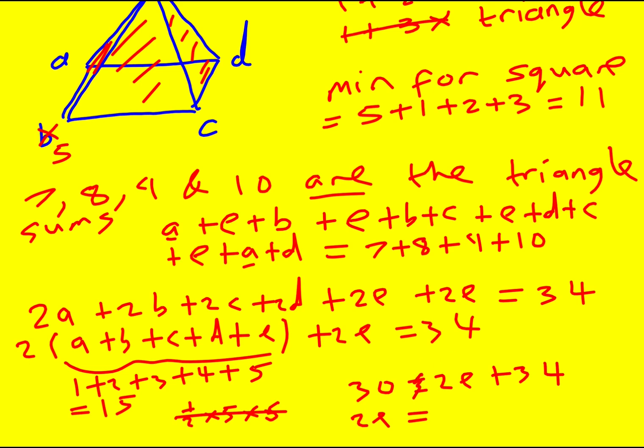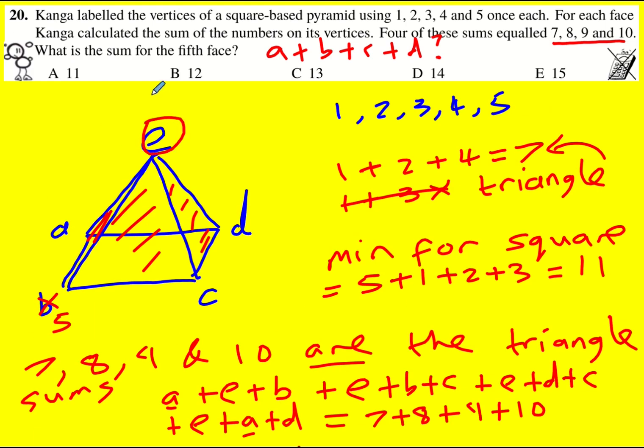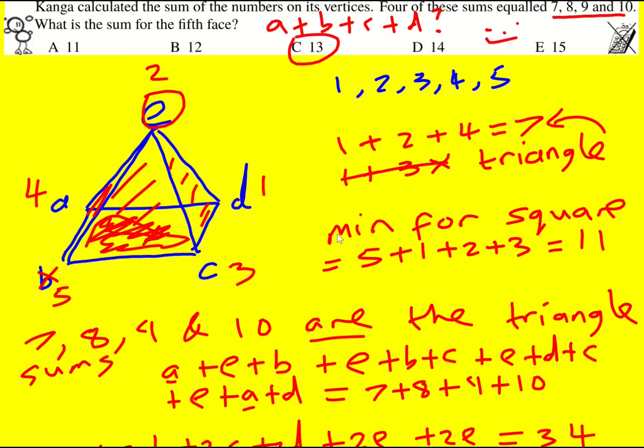Sorry, 30 plus 2E equals 34. Okay, there we go. 2E is equal to 4, and therefore E is equal to 2. I have shown using logic that the top number is actually 2. And how does that help? Because now I can just put the other ones in, and it must be that the sum of the fifth face, the one we haven't done, this square face here, is going to be 5 plus 4 plus 1 plus 3, which is 13. Whew, okay, well done if you got that. Awkward question, but I hope my logical reasoning makes sense.